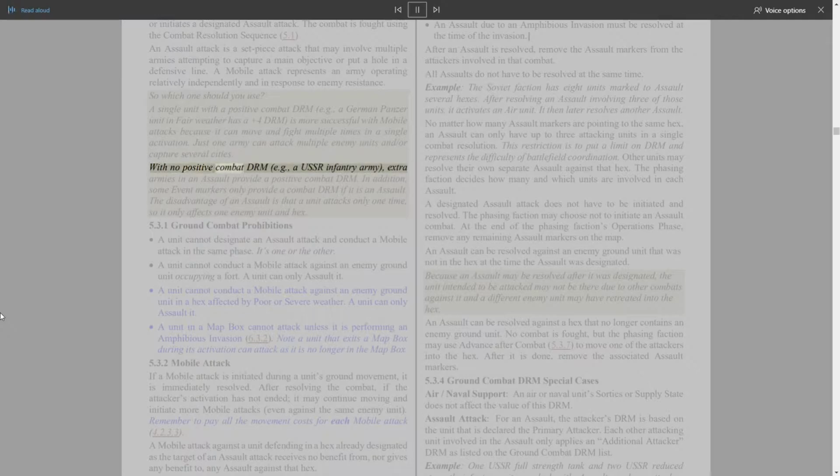With no positive combat DM, for example, a USSR infantry army, extra armies in an assault provide a positive combat DM. In addition, some event markers only provide a combat DM if it is an assault. The disadvantage of an assault is that a unit attacks only one time. So it only affects one enemy unit and hex. 5.3.1 Ground combat prohibitions.